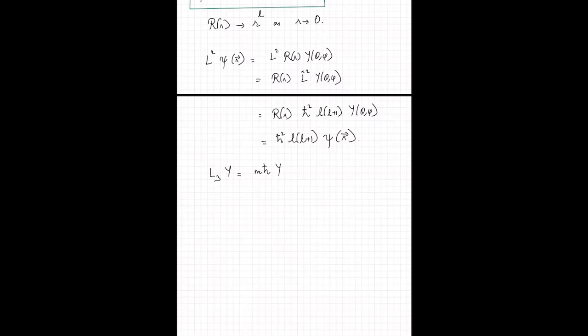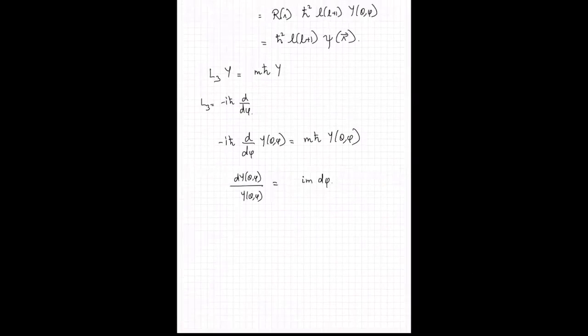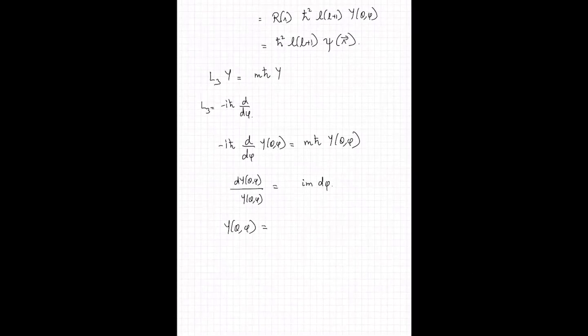But I can quickly restrict m in one step by looking at what the form of L3 is. Remember that L3 is minus i h bar d/d phi. So this equation can be rewritten as minus i h bar d/d phi of Y of theta comma phi equals m h bar Y of theta comma phi, and the h bar cancels, and I can rewrite this as dY of theta comma phi over Y of theta comma phi equals, what is this? i m d phi. And I can integrate this equation to obtain Y of theta comma phi is e to the i m phi times some function of theta.